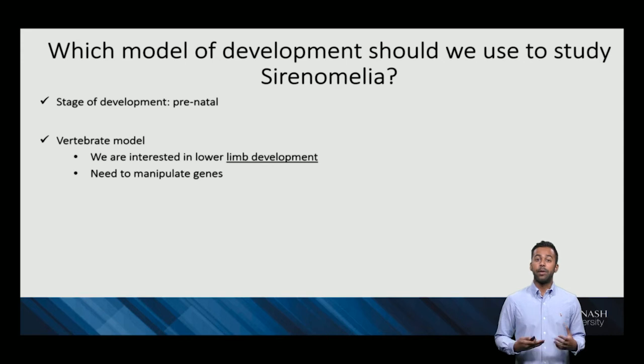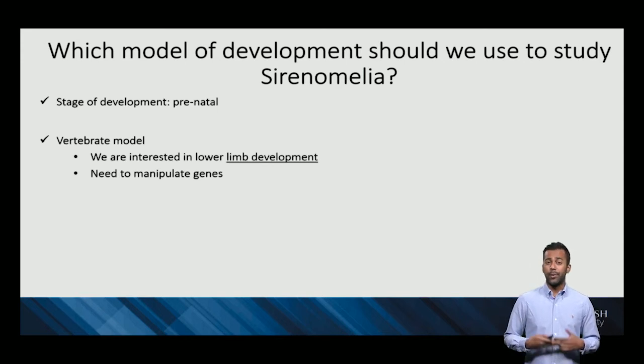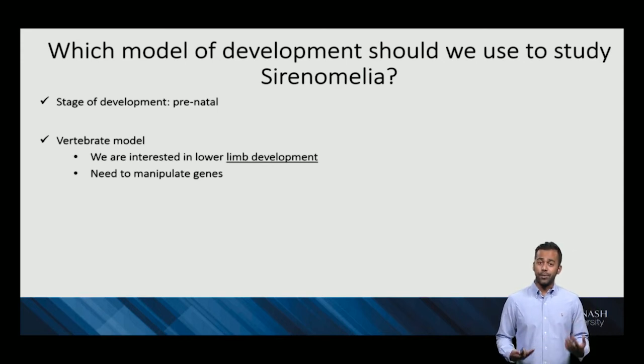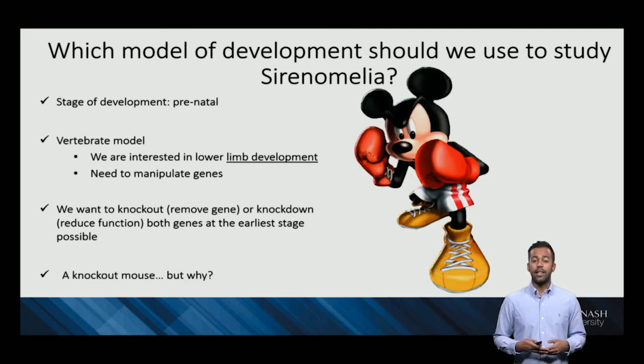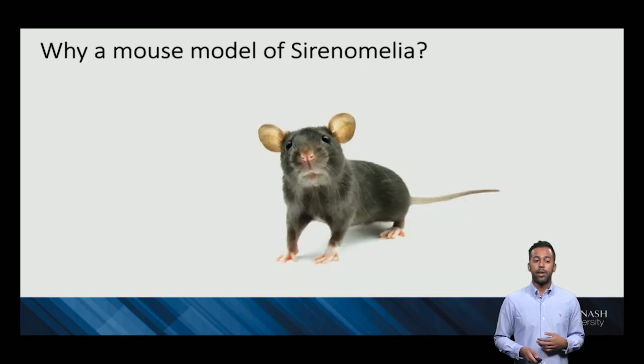So we need to manipulate some genes here as well. So we can't do this in a human. We can't do this in a non-human primate. We can't alter the genes of a sheep. A good idea might be to knock out these genes, or completely get rid of the gene, or perhaps knock them down and reduce its function. Now we can do this in a mouse, and it's kind of the go-to gold standard in research. So a knockout mouse is a great idea, but why would we use one?